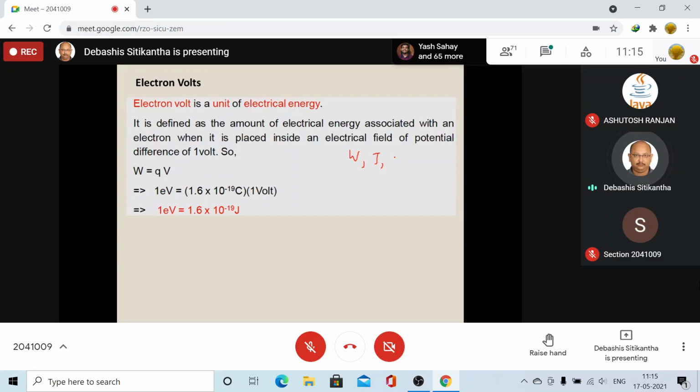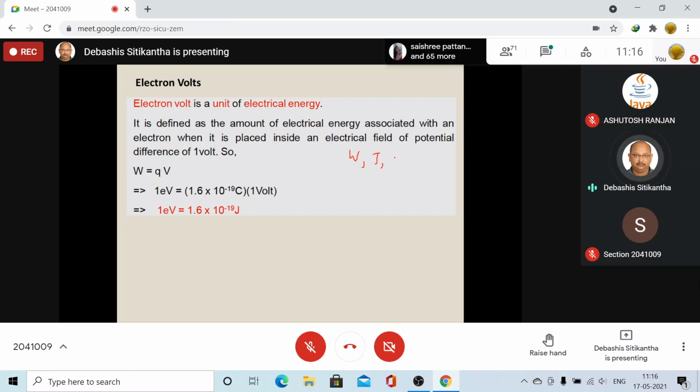So in those cases where you are dealing with subatomic particles, or the work is done by subatomic particles, we make use of the electron volt as the unit of electrical energy. Okay, so I hope everybody has understood.